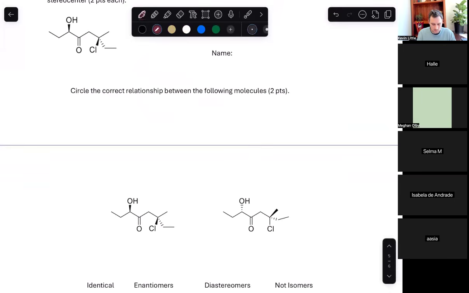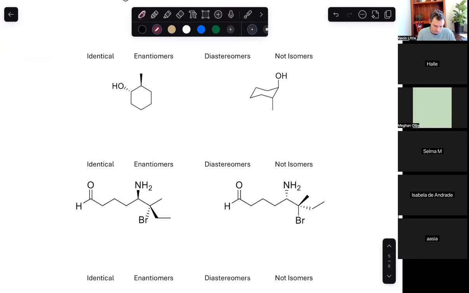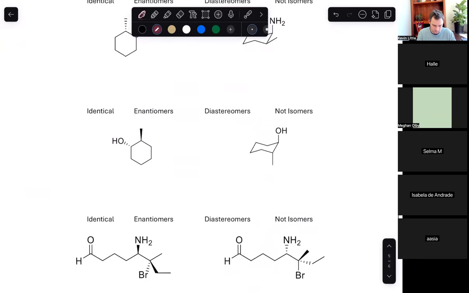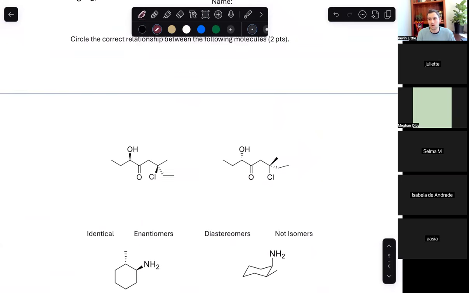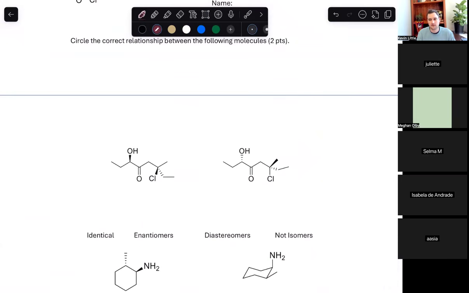I'm going to do one more RNS where we have to do a bond rotation. And then we can talk about boiling points. I have a question. Okay, yes. Could you possibly show us an example of when it would be a not isomer?